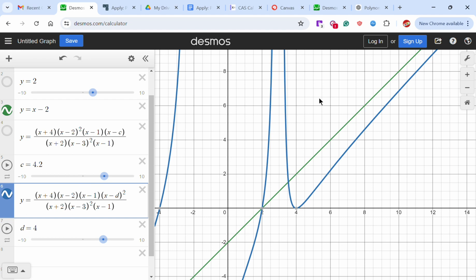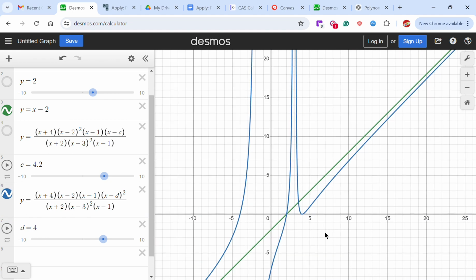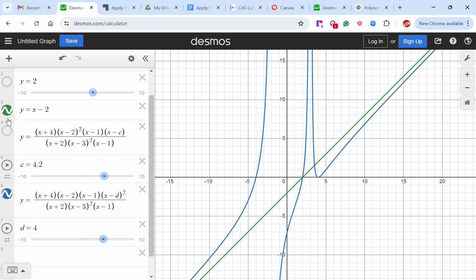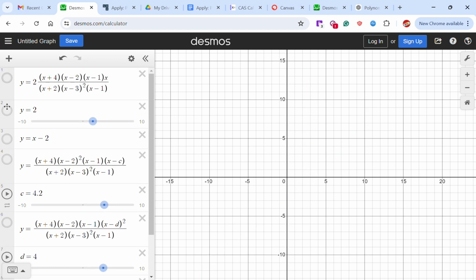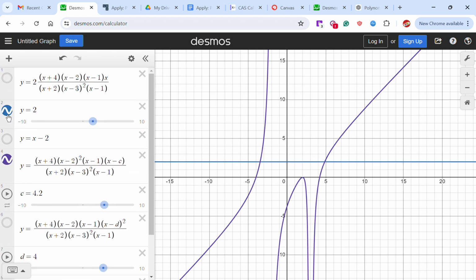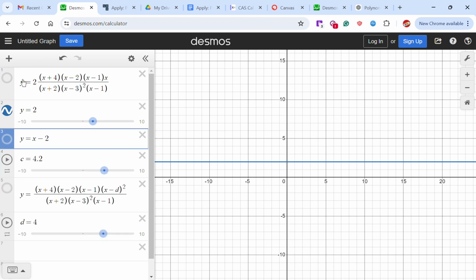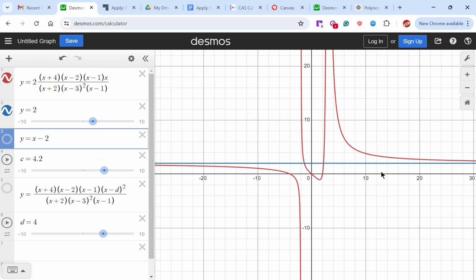And end behavior. So this eventually meets up with the line of y equals x minus 2. And if we were to hide this and show our first equation we made, this one, it matches up.